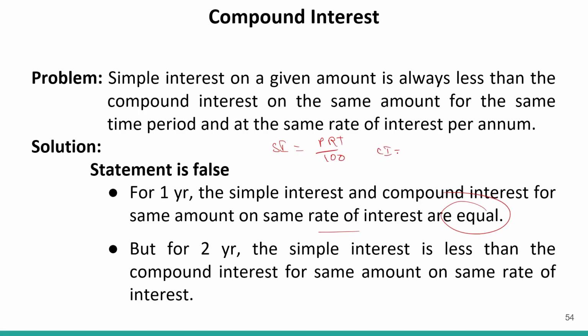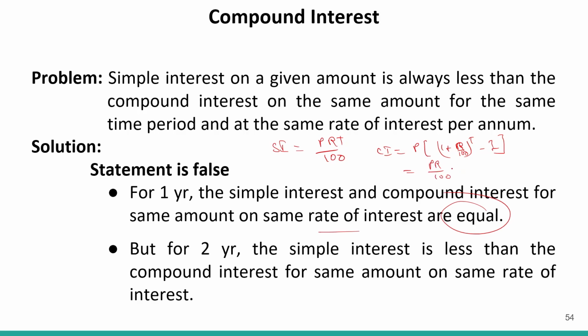And CI is equal to what? P whole into 1 plus R by 100 whole power T minus 1, right? This is what we have. So this will be equal to what? So for 1 year, T is equal to 1. So it is P R by 100, right?